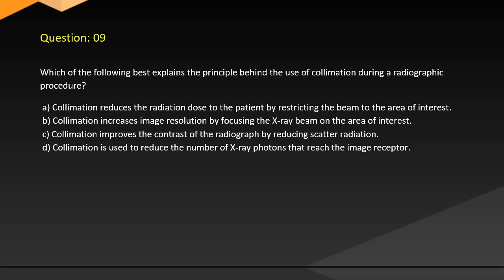Question 9. Which of the following best explains the principle behind the use of collimation during a radiographic procedure? A. Collimation reduces the radiation dose to the patient by restricting the beam to the area of interest. B. Collimation increases image resolution by focusing the X-ray beam on the area of interest. C. Collimation improves the contrast of the radiograph by reducing scatter radiation. D. Collimation is used to reduce the number of X-ray photons that reach the image receptor.